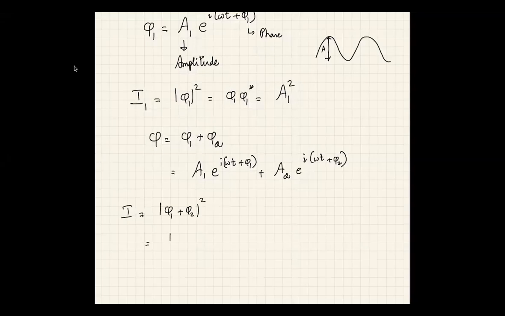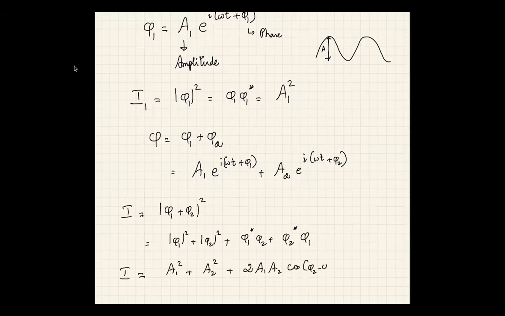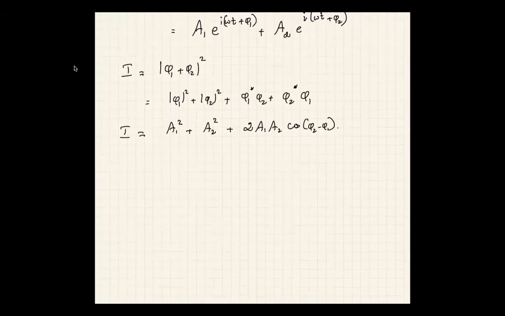So this would be equal to phi 1 squared plus phi 2 squared, by your laws of complex analysis, because phi 1 and phi 2 are written as complex quantities, plus phi 1 star phi 2 plus phi 2 star phi 1. And if you work out the mathematics, you will find that the intensity of the resultant wave is a1 squared plus a2 squared plus 2 a1 a2 cosine of phi 2 minus phi 1. Okay. So phi 2 minus phi 1 is the phase difference between the two waves, which we can call some delta, right?